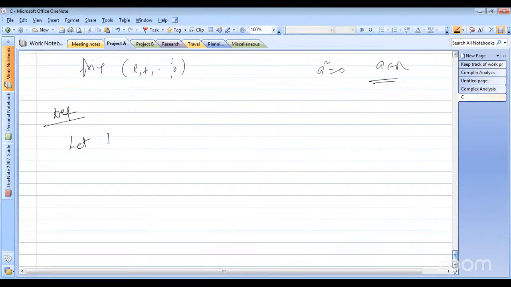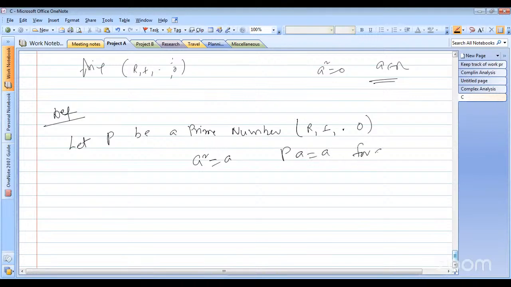Let p be a prime number, and let (R, +, ·, 0) be a ring with identity. R is said to be a p-ring if a squared equals a, then pa equals a for all a belongs to R. So when we say pa, that is a plus a and so on plus a, we are taking this p times.